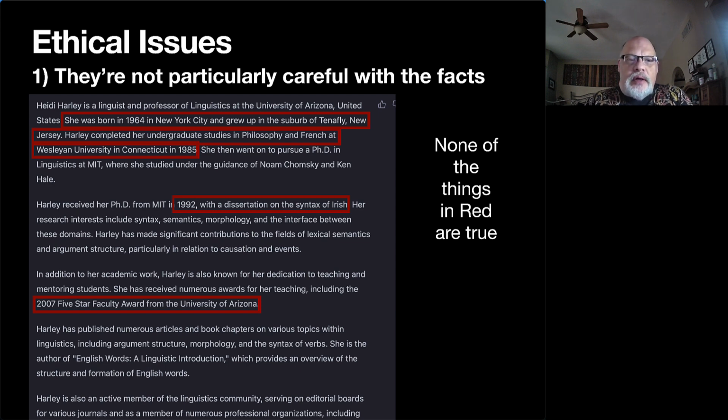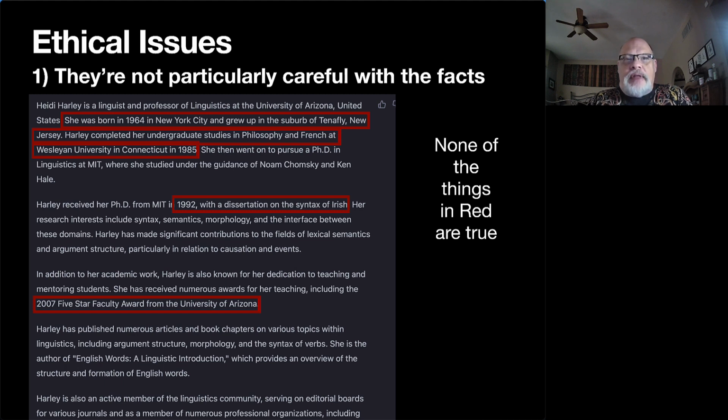This is one thing that we find about these large language models, is they're not particularly good with the truth. When I generated one about myself, which I have not put here in the slideshow, it said I was born in Scotland. I wasn't. I was born in Canada. It had me being an assistant professor at the University of California, Santa Cruz. I wasn't an assistant professor there. I was a postdoctoral fellow.